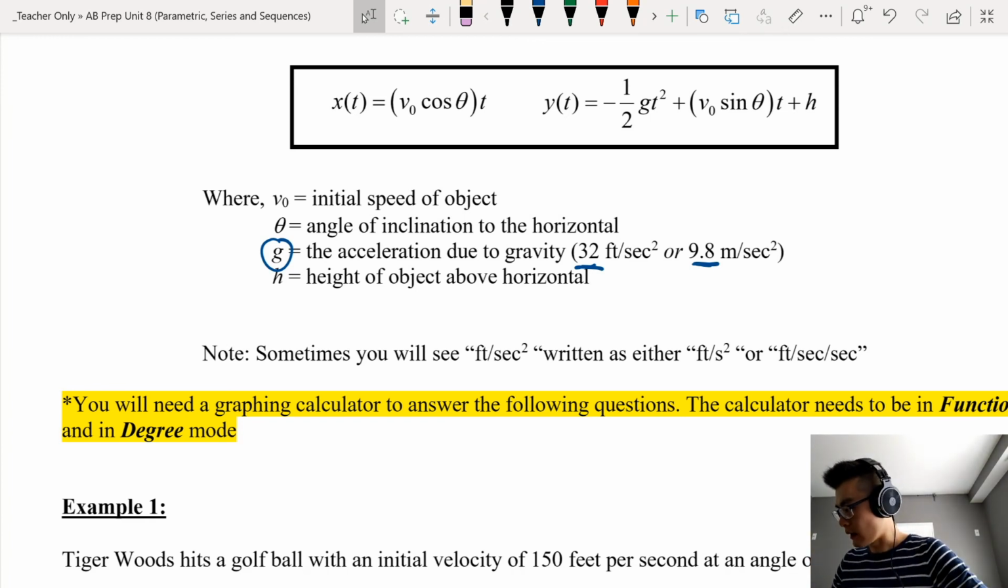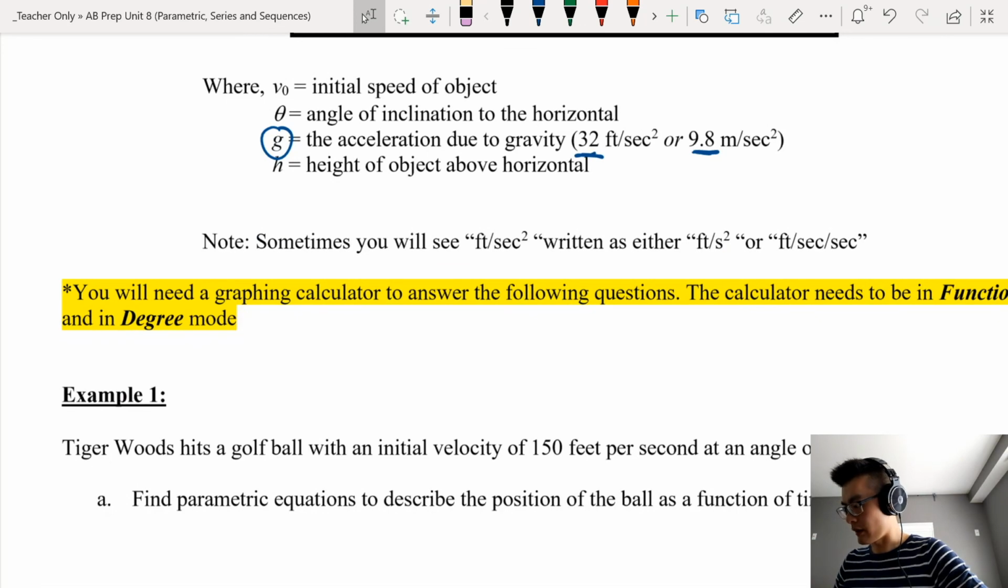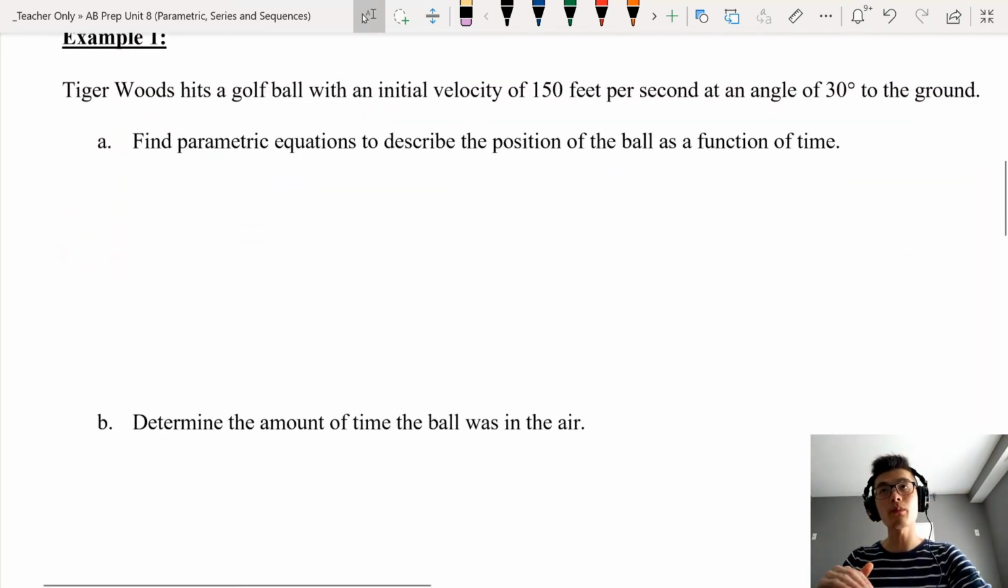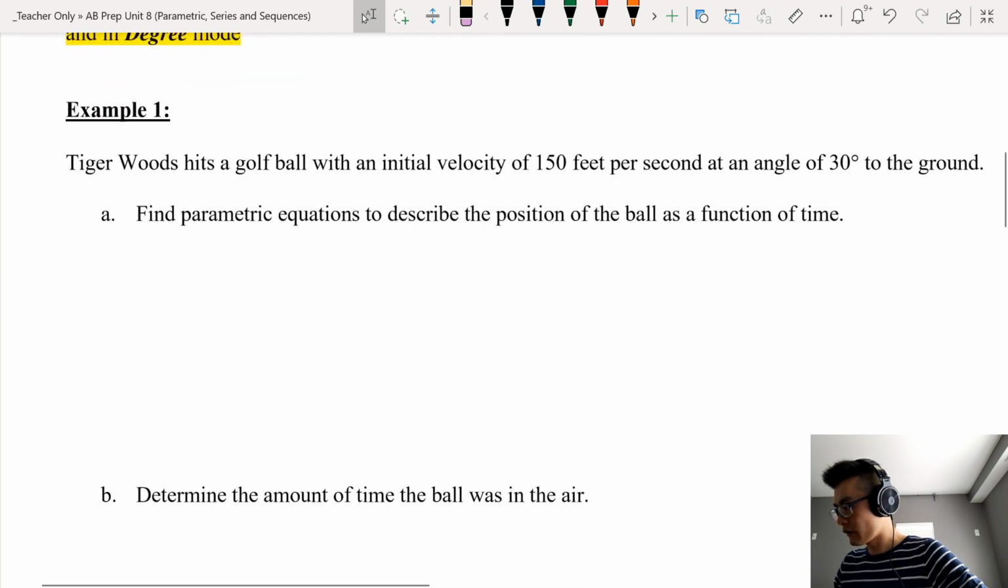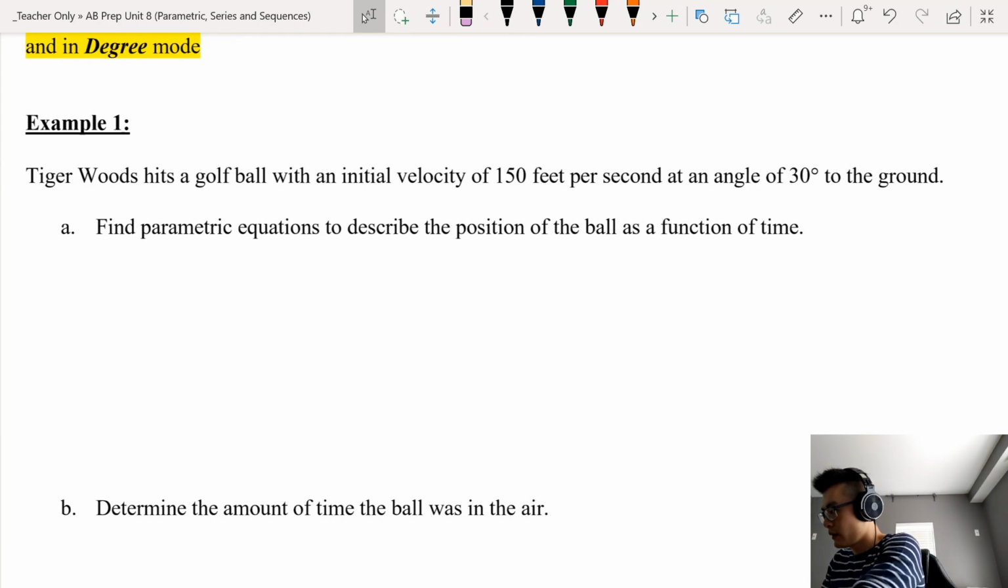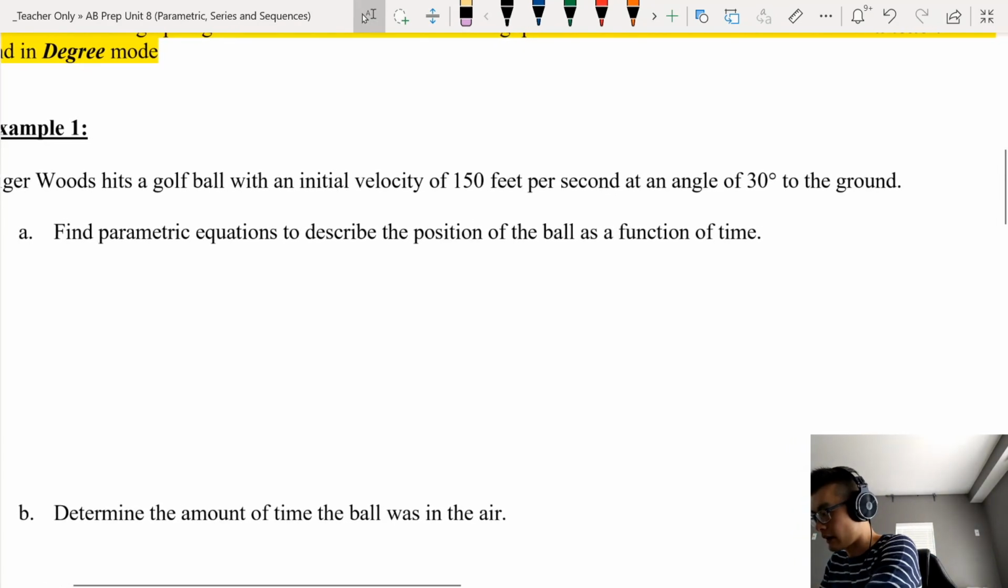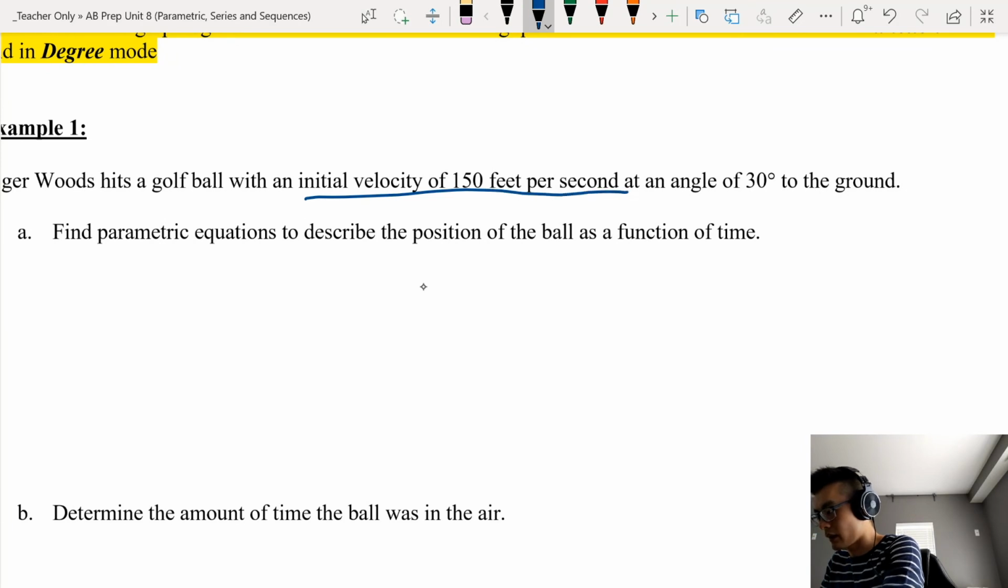So once we read through all that, make sure you get the general gist here. I'm just going to help you start the problem off. I might just do A, but everything else I'm just going to help you translate what's going on here. Okay? So what we need to first do is read the problem. We got Tiger Woods. I'm not going to highlight that because it's not a hugely important deal. We got an initial velocity of 150 feet per second. And we got an angle of 30. So that means theta is equal to 30.